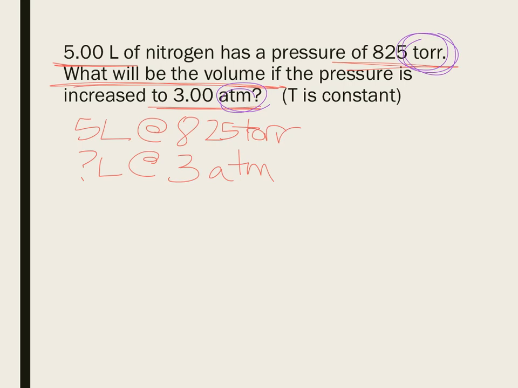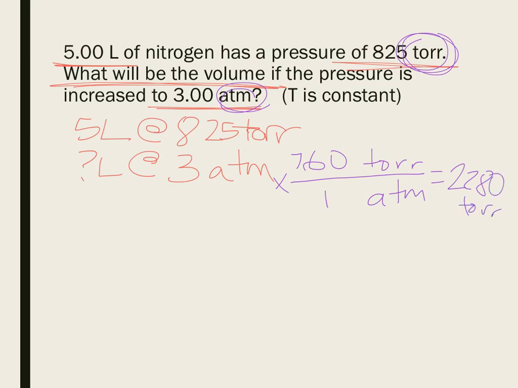We need to convert one of those to the other so that both pressures are in the same units, which is why we learned about those pressure conversions. It really, truly doesn't matter which one you convert, just one of them to the other. So I'm going to convert atmospheres to torr because I felt like I had more space to do that, but you can do the other way as well. And I get 2,280 torr. At this point, it becomes identical to the problem we just worked.